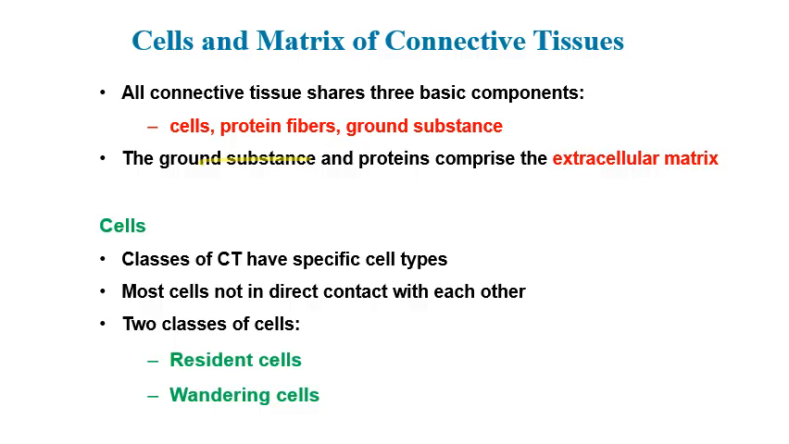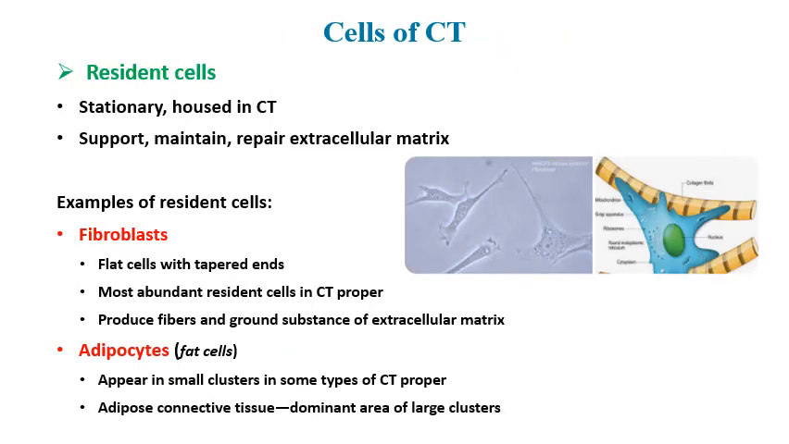Okay. So cells, you have resident cells, and you have those wandering cells. What are the resident cells? They live there. They don't move away from a particular connective tissue. They are housed in their specific connective tissue. They are going to produce the fibers that make up the tissue, and they're also going to produce the extracellular matrix. Okay, so the ground substance is also produced by those cells.